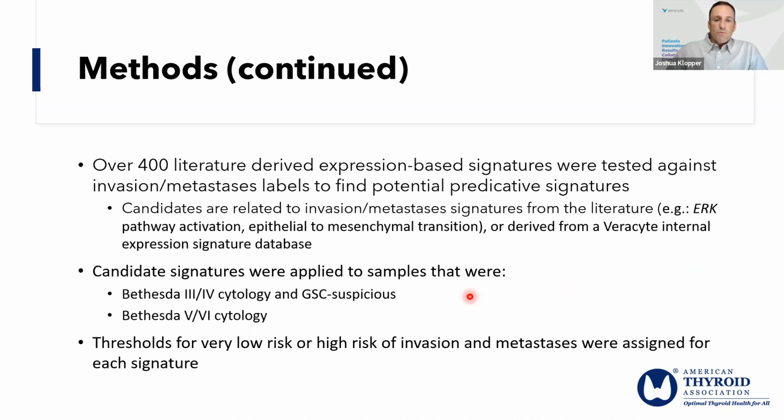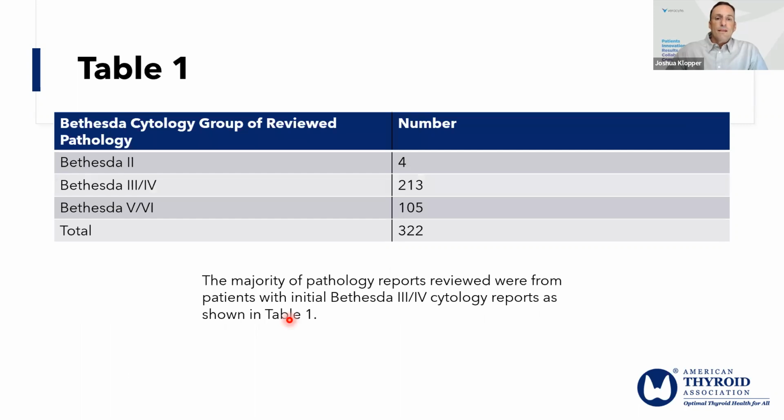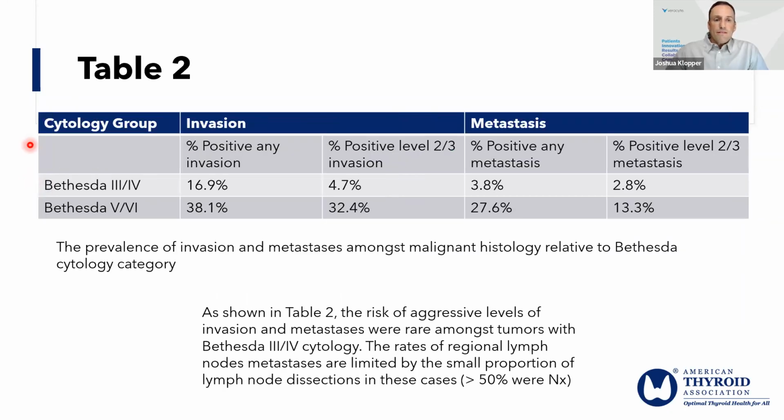Then those signatures were applied to samples that were Bethesda 3 and 4 or indeterminate thyroid cytology and GSC suspicious or Bethesda 5 and 6 cytology. Thresholds for very low risk or high risk of invasion and metastases were assigned for each signature. As you can see, approximately 2/3 of the path reports were derived from indeterminate thyroid nodules. And the levels of invasion and metastases that were at those higher ends were very low in those samples.